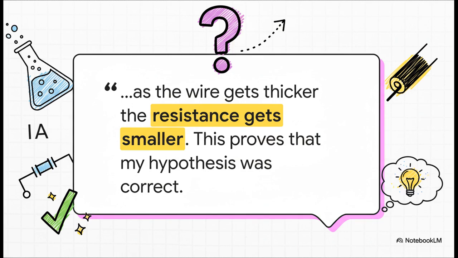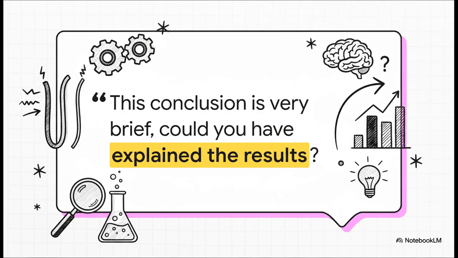So here's that same student's conclusion. It correctly states the relationship they found, and it confirms their hypothesis. This is a good interpretation of the data, and it totally hits the requirements for the lower levels. But something's missing, right? And once again, the teacher's feedback shows us the way up. Could you have explained the results?